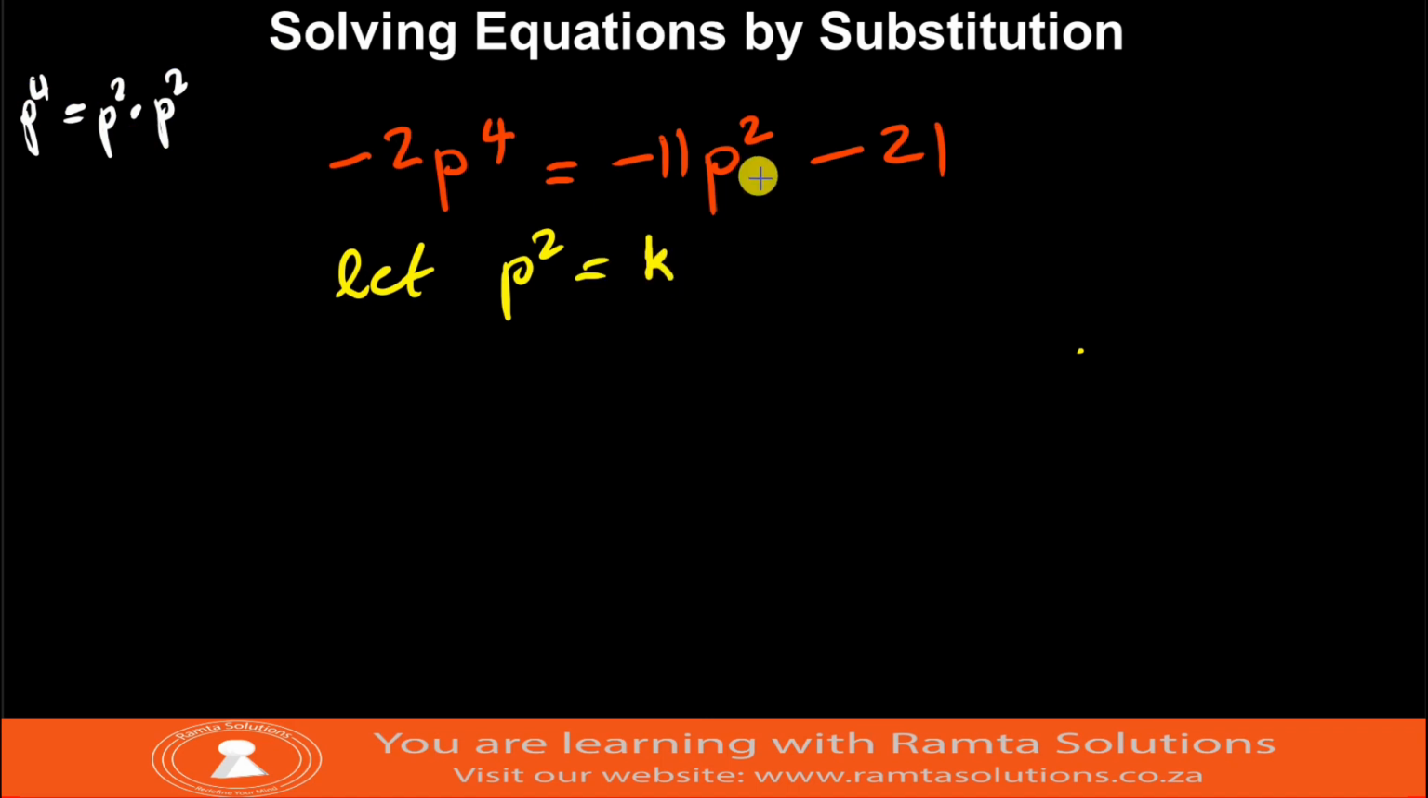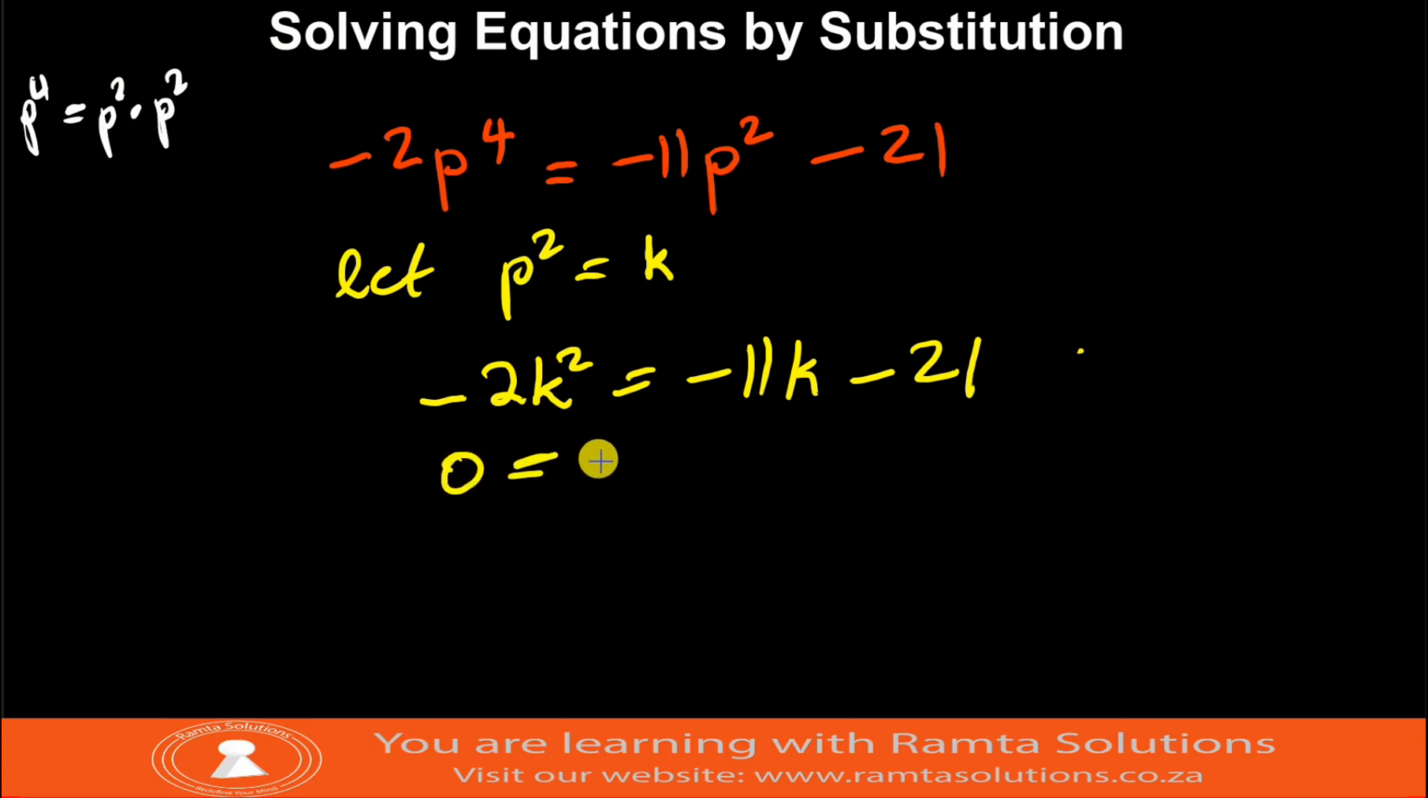So to solve this question, we will say let p squared equal k, because p squared is repeating, right? So this therefore means we have minus 2k squared equals negative 11k minus 21. So this therefore means we have 0 equals 2k squared minus 11k minus 21, right? Even if I had written it vice versa, where 2k squared minus 11k minus 21 equals 0, it was still going to be okay.